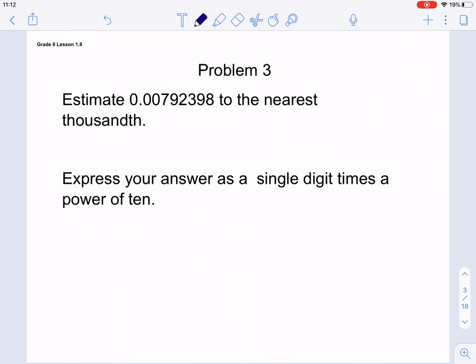And problem 3. Estimate 0.00792398 to the nearest thousandth. Then express your answer as a single digit times a power of 10. Take a second to copy down the question.